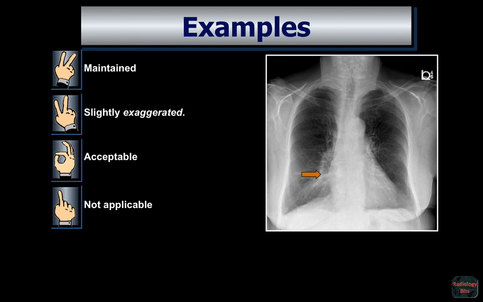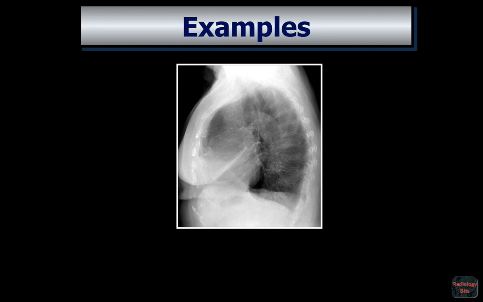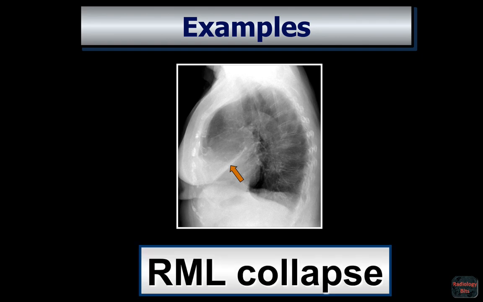There's this ill-defined opacity that obscures part of the right cardiac border. And the question is: is this pneumonia, is this volume loss, or is it something else? Here the lateral is of utmost importance. The lateral radiograph, although still difficult, shows a clear abnormality that you see here. This is a band-like opacity that is well defined inferiorly by the major fissure and that points to the hilum. This was a case of right middle lobe collapse.